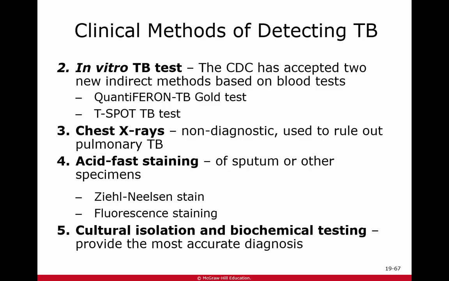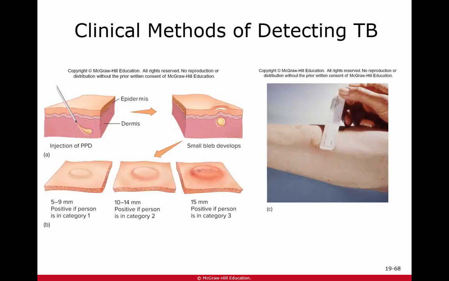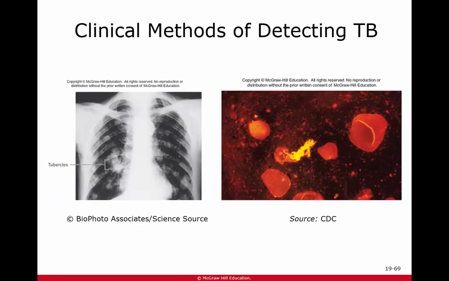You can rule out pulmonary tuberculosis, but it's not really diagnostic. The acid-fast staining of the sputum or specimens is used, and then the most accurate diagnosis is from cultural isolation and biochemical testing. You see the tubercles over on the left in the lungs.